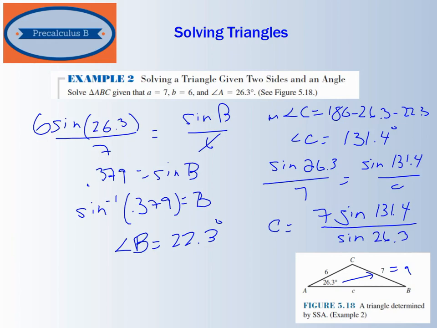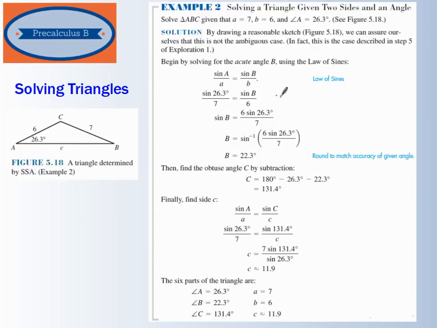So we type that into our calculator. 7 sine 131.4 gives me about 5.25. I divide that by the sine of 26.3. And I find that side C is going to equal about 11.85. So now we've solved the triangle. In the solution that we get from the text, that's exactly what they do, they solve for angle B, they get angle C, and they rounded 11.85 to 11.9, but we were able to solve the entire triangle, and we got all 6 parts.